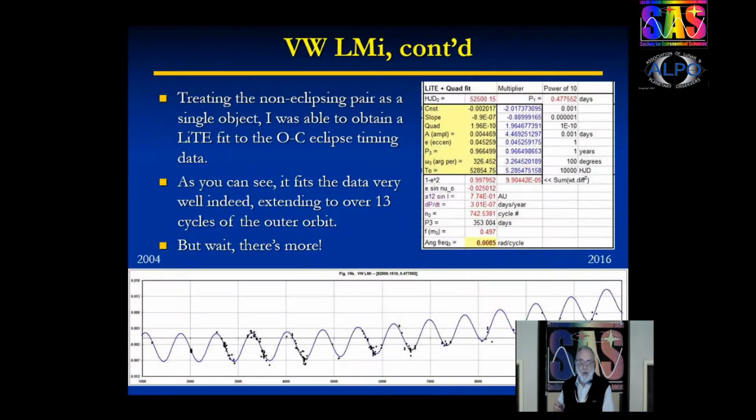When you look at the O minus C curve, what I did was I took the non-eclipsing pair. I just imagined that they were a single star. And then I was able to use my software to generate this fit. And so I've got a 0.96 year period for the double stars doing this. And it fits very well. But it gets better.